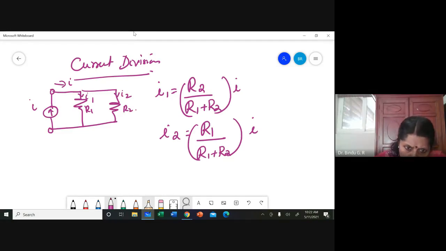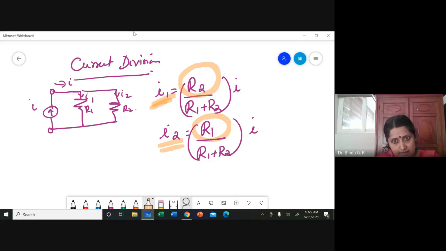Now, what you have to notice is that in this case the current is divided the other way. The total current I is shared by the resistors in inverse proportion to their resistances. I1 depends on R2, how much the other resistance is taking. I2 depends on R1. This is the important point to note. How much resistance is added in parallel to the already existing resistance will determine whatever current flows through the other resistance.